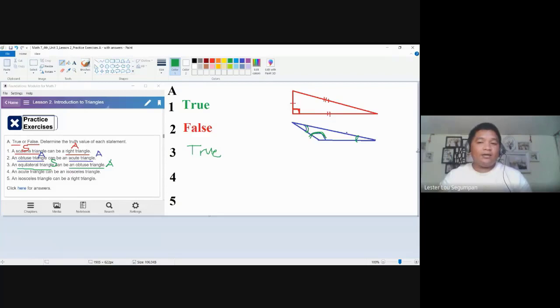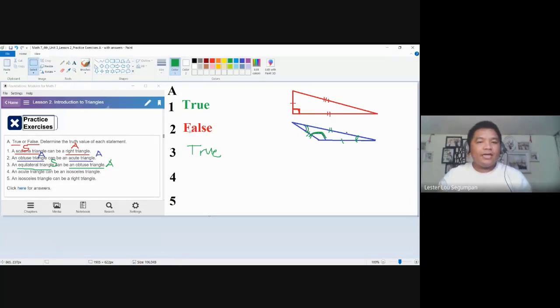And look at their sides. If we have an obtuse, do we have equilateral? Are the sides equal? Definitely no. Because if we have an obtuse triangle, one of the three sides is the longest. So the hint earlier, again, I would like to clarify because there is a confusion. If the classifications are of different categories, they may be true, just need to analyze further. But if the classifications are of the same category, just like in number two, automatically that's false.